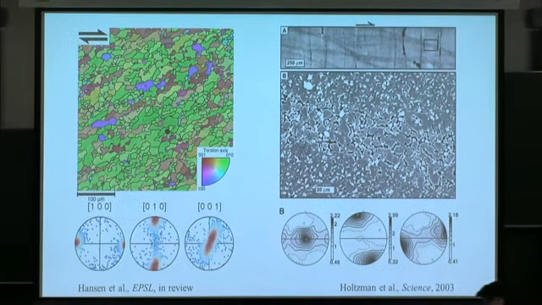Okay, so now let's go on to the more complicated case. Let's put some melt in there. And so again, as I started off saying, we can see this big difference now.